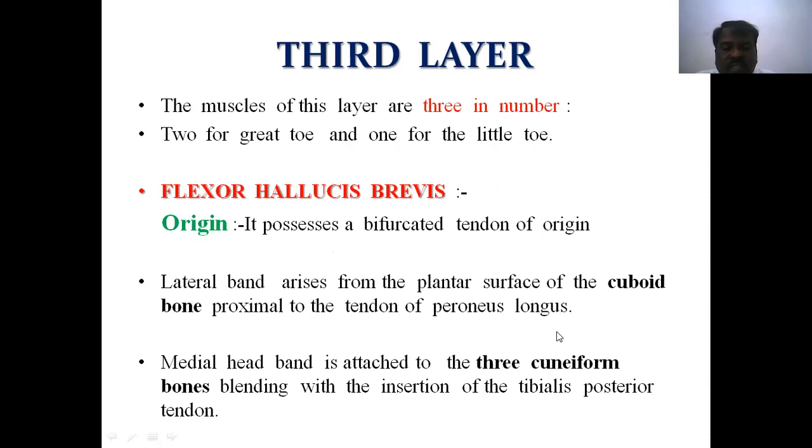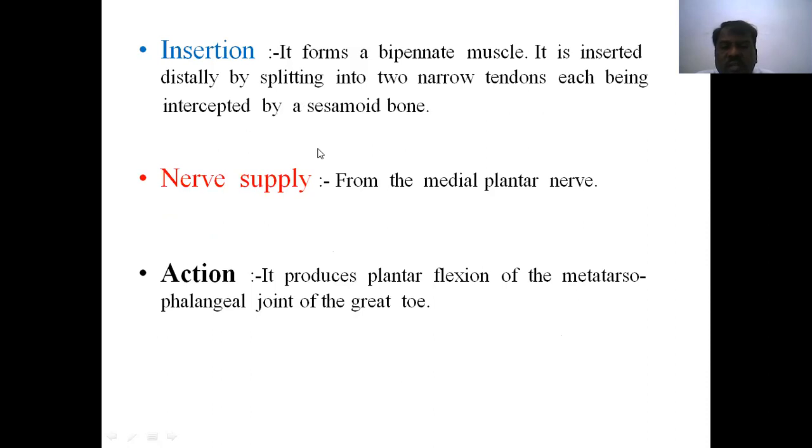For insertion, it splits into two narrow tendons, each being intercut with a sesamoid bone. So sometimes we identify the insertion with sesamoid bones there as extra. The nerve supply is from the medial plantar nerve. The action is plantar flexion at the metatarsophalangeal joint of the great toe.